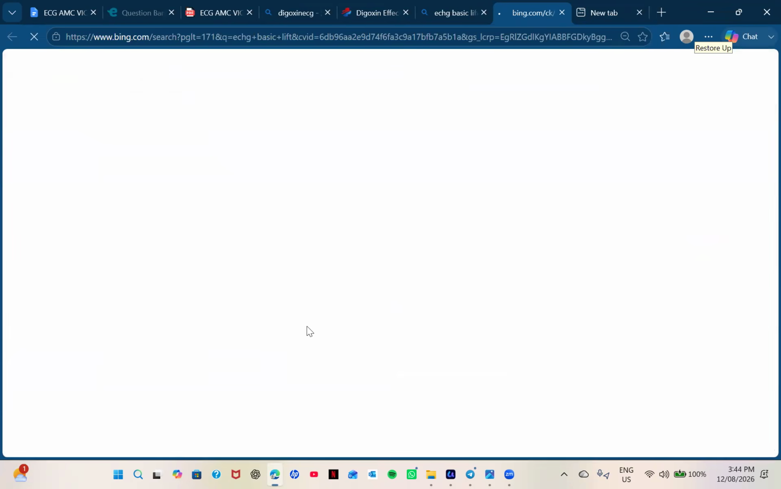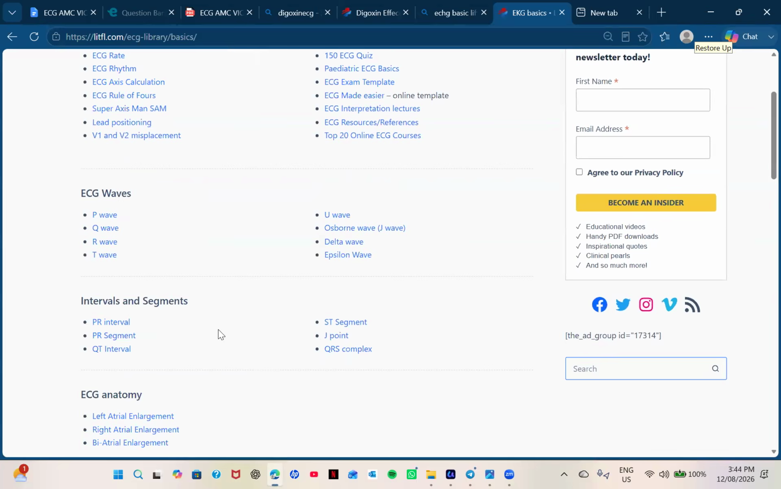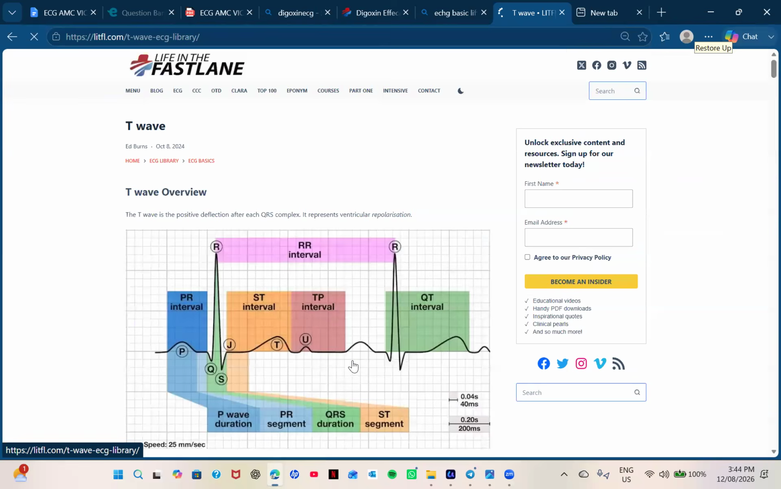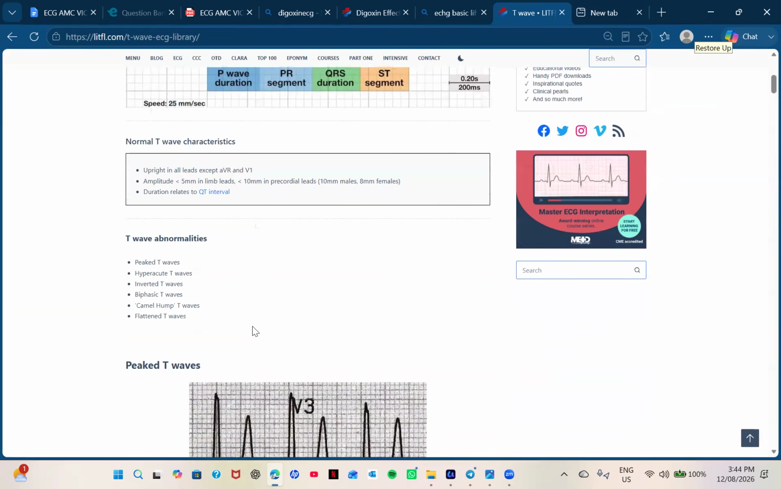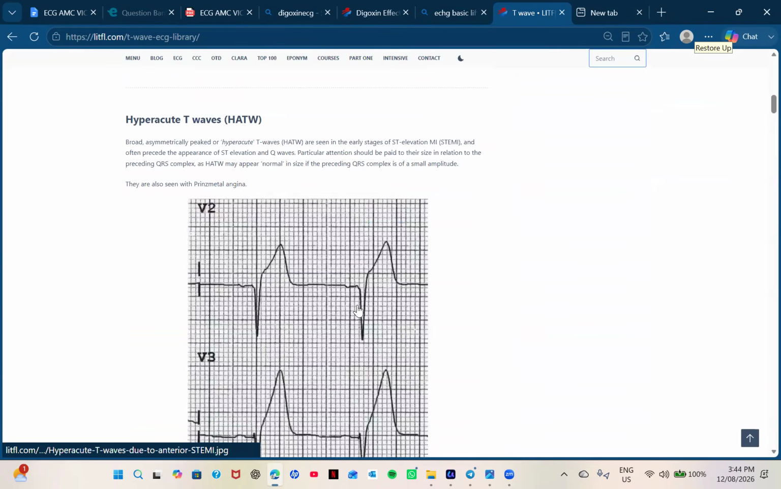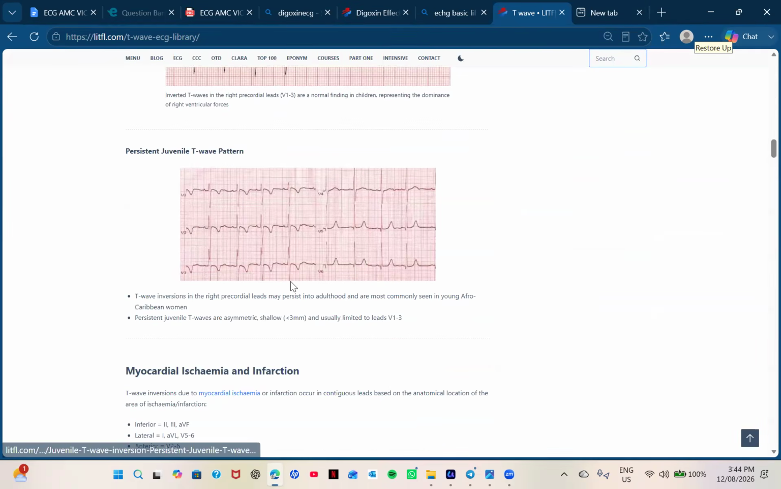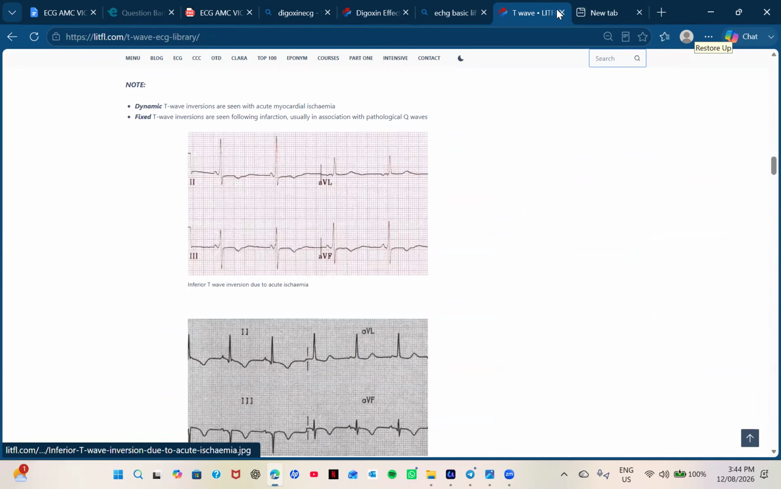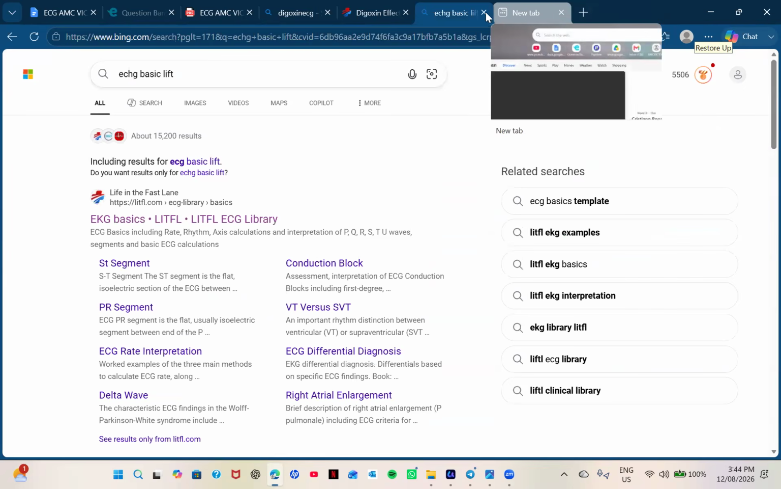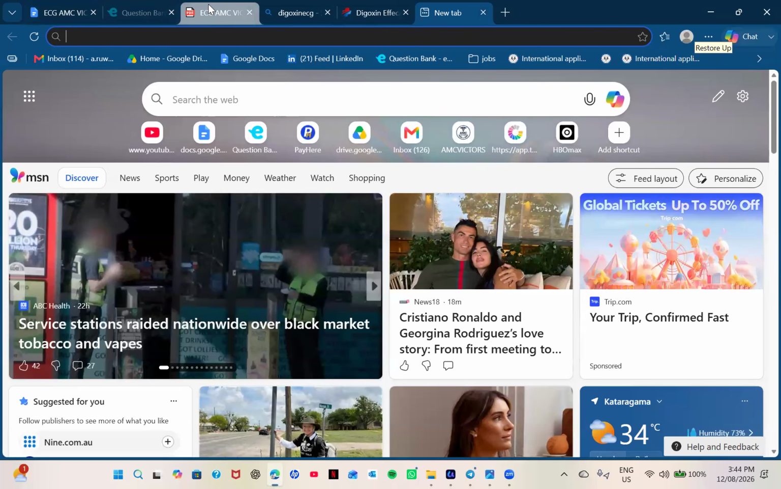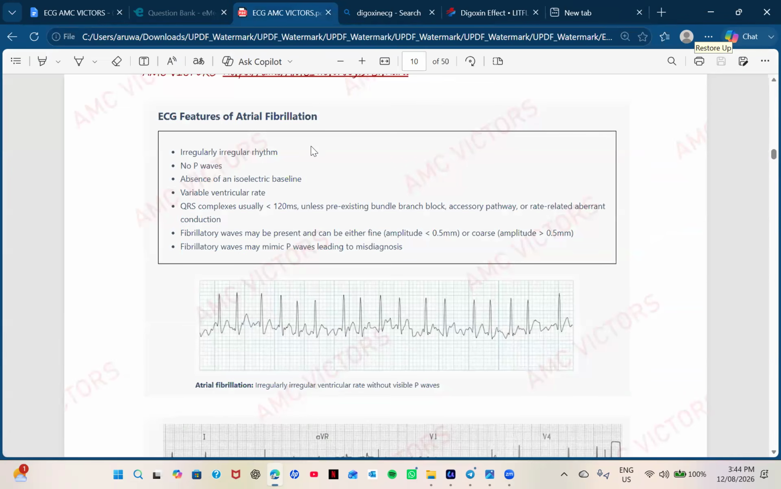So you can find everything there. Okay, ECG basics here. As an example, the T wave. They will explain what the T wave characteristics and abnormalities are, hyperacute T waves, everything about the T wave. Because of that, I prefer this as the best guideline, especially as it is Australian, and you all can use this. I'm telling you this for the exam, because once you get an ECG question and you don't have any guideline, just type in LITFL, Life in the Fast Lane, with the exact name, then you will find this. That is very important.